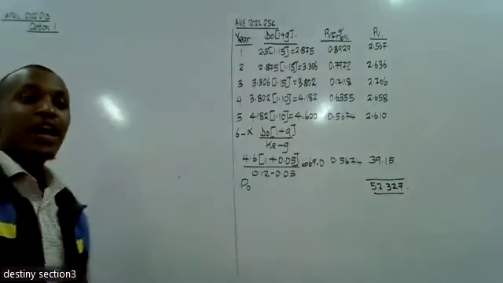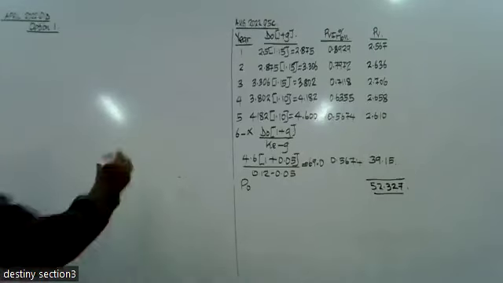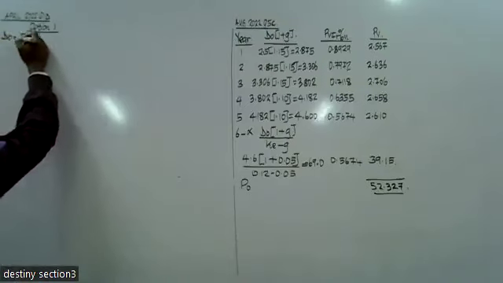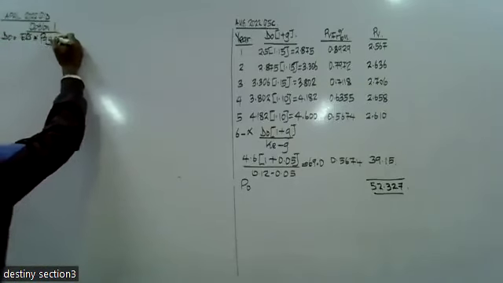But in this question, they have not given you the dividends. But when you have been given the payout ratio and the EPS, you can get your dividend. So your dividend will be your EPS times your payout ratio.